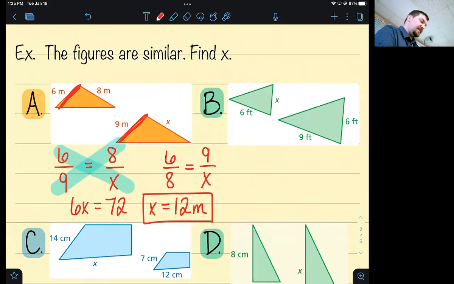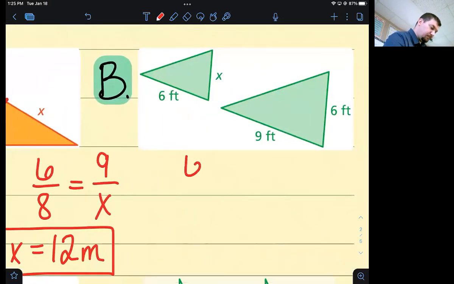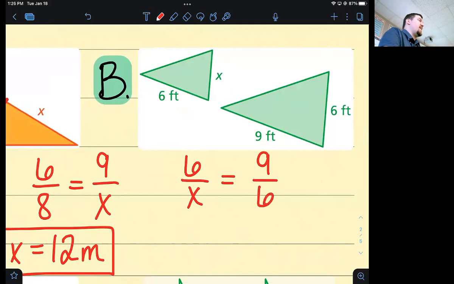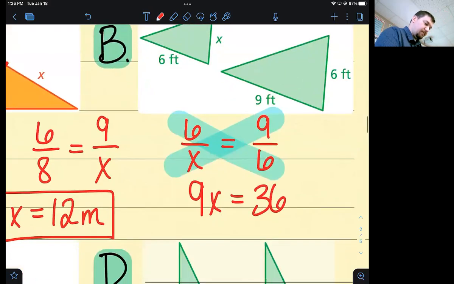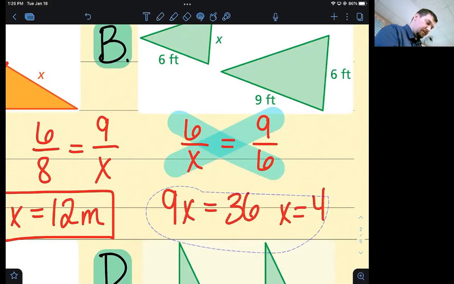Martin, how would you set up example B? 6 over x equals 9 over 6. Okay. 6 over x. So he went with the bottom portion of the small triangle to the bottom-ish portion of the big triangle, and the vertical-ish portion of the small triangle to the vertical-ish portion of the big triangle. And that gives you that proportion. It's one way you could do it. That works. Martin, what do you get for x times 9? 9x. Good. And what do you get for 6 times 6? 36. And what does x equal then? 4. X equals 4. Yeah, I'm running out of room, but divide by 9 and you get 4. Good. 4 what? 4 feet. Let's slide this over a little bit.